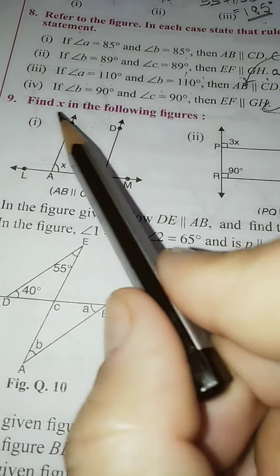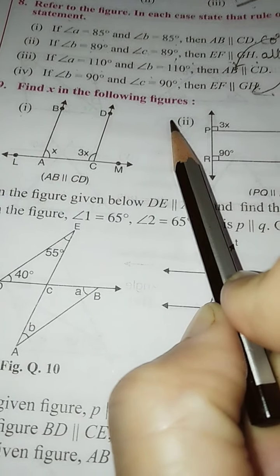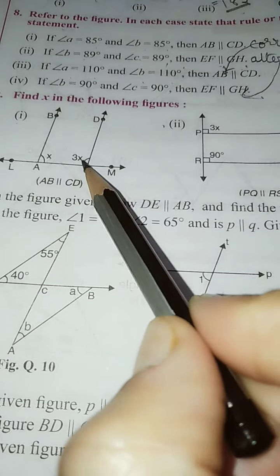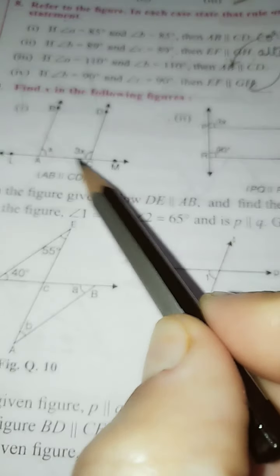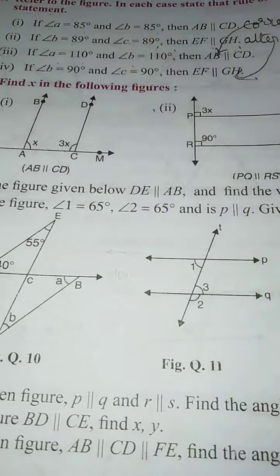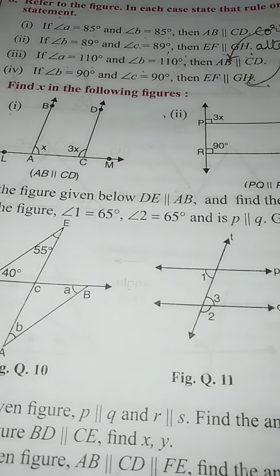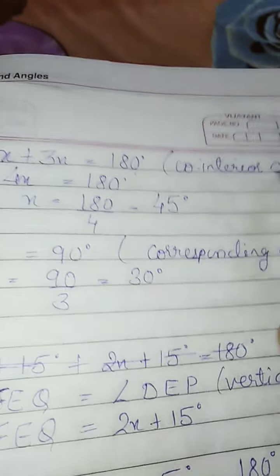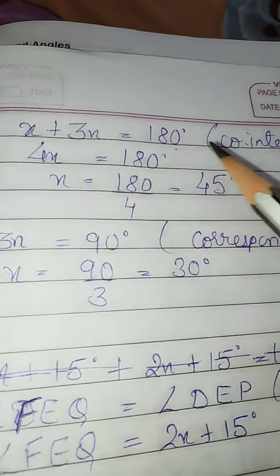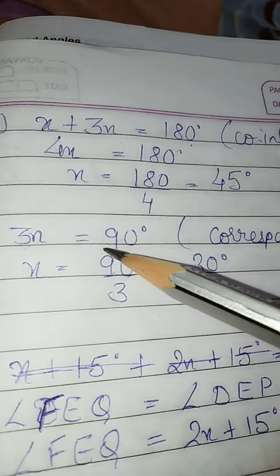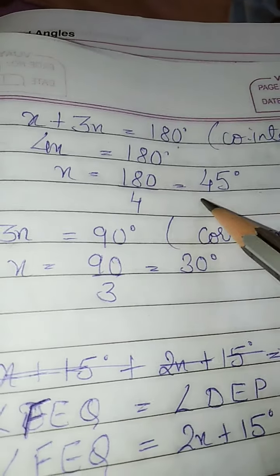Now let us see the ninth one. Find x in each of the following figures. We will use the properties of parallel lines and we will find the value of x. Here x and 3x, as you can see, are on the same side and in the interior, so they are co-interior angles. Their sum will be 180 degrees. They will be supplementary. So x plus 3x equals 180. Every time you have to mention the reason and draw the diagram. So 4x equals 180, x equals 180 by 4, that is 45. This is the solution, x equals 45.